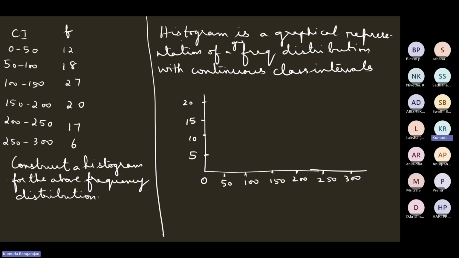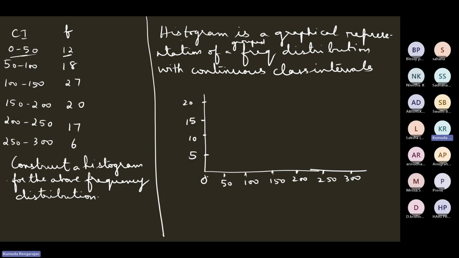I can include that word grouped here. Grouped frequency distribution with continuous class intervals. There must be class intervals and frequencies. Only then histogram. Then you can put a histogram. And the class intervals must be continuous. So you should use the class intervals and the frequencies and decide the height of the rectangle.